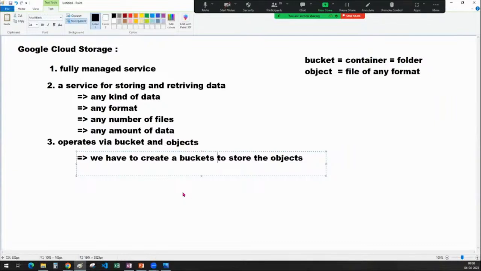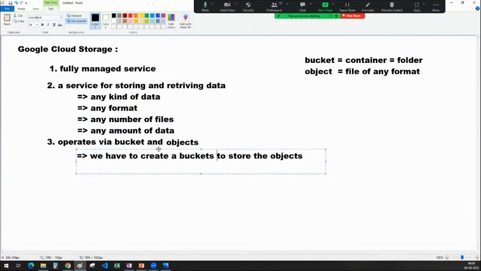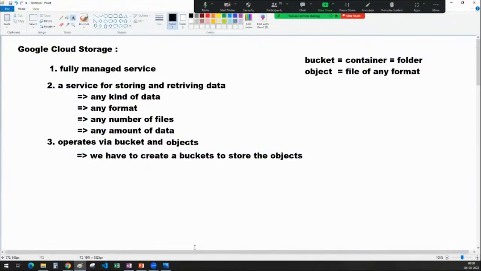So any number of buckets you can create, and any number of files you can upload to one bucket. This is how Google Cloud Storage operates. Google Cloud Storage operates via buckets and objects. So in the terminology, what is a bucket, sir? A bucket is nothing but a container, and an object is a file of any format.